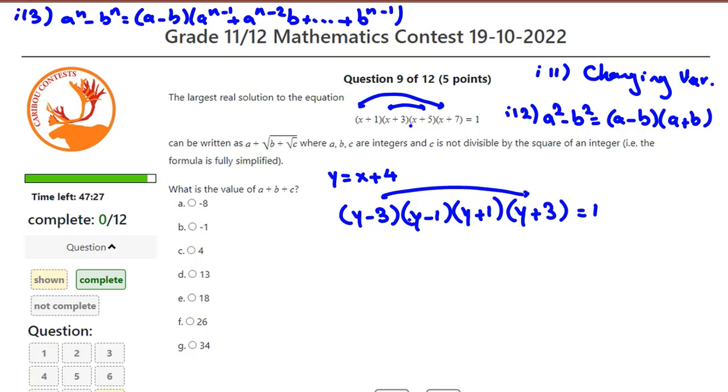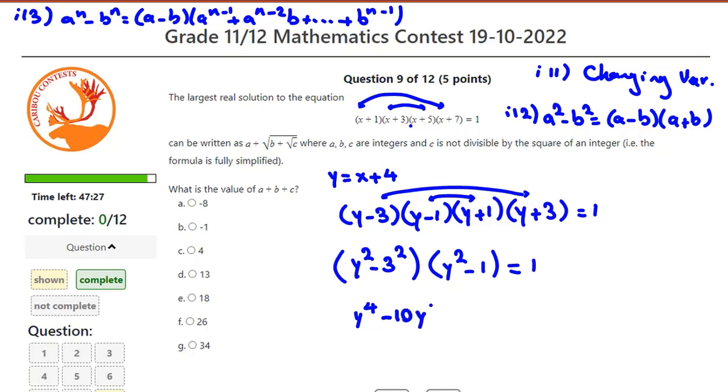Okay, (y minus 3)(y plus 3). If we use this identity, it will be y squared minus 3 squared, which is y squared minus 9. And these two, y squared minus 1 squared, is y squared minus 1, equals 1. So y to the 4, it is, minus 9 minus 1, minus 10 y squared, plus 9, if we subtract 1, plus 8 equals 0.